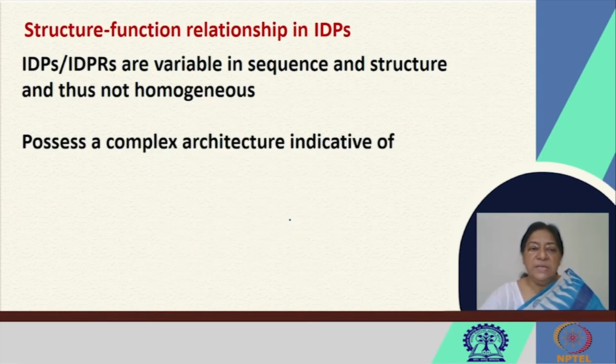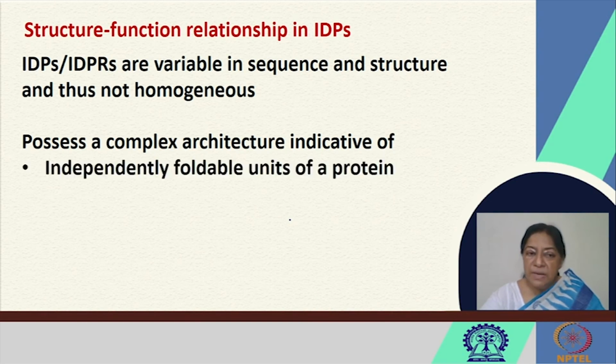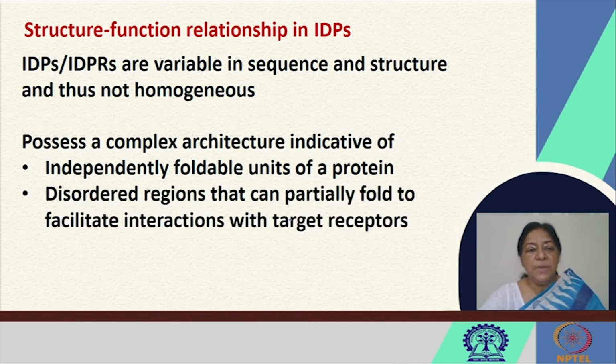The IDPs and IDPRs are variable in sequence and structure and therefore are not homogeneous. They possess a complex architecture that is indicative of independently foldable units of a protein that could form secondary structural units at some portions, as we saw for the zinc binding domain. They could have disordered regions that can partially fold to facilitate interactions with target receptors, like we saw for the DNA binding or for any flexible binding where the binding folding kinetics is of importance.